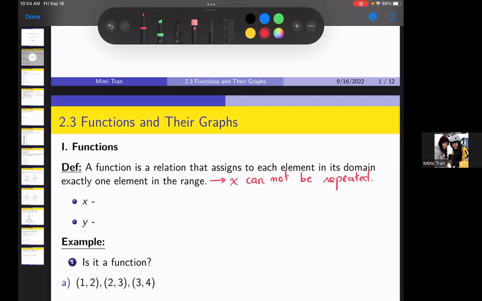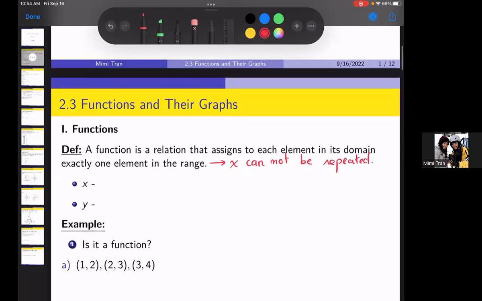Can y be repeated? I didn't say anything about y, so yes. Y can be repeated, just x cannot be repeated. Where x is your independent variable, y is your dependent variable.